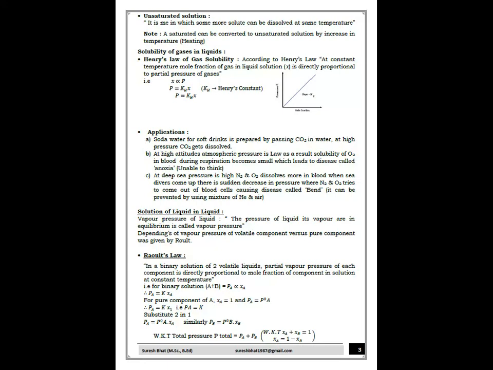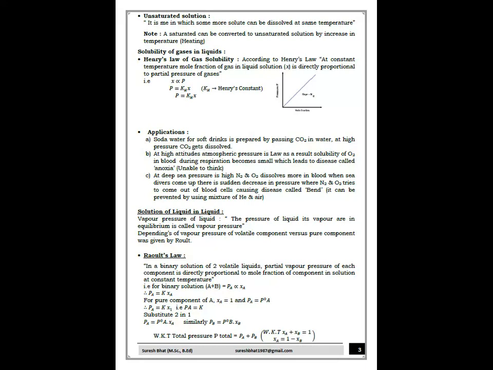The reason is simple. When I explained the application, there was one statement that at higher pressure CO2 gets dissolved. Now when placed in a refrigerator, the gas has higher pressure. Since the higher pressure is present, this CO2 will get dissolved in the soft drink liquid.